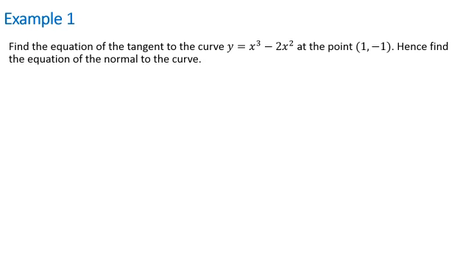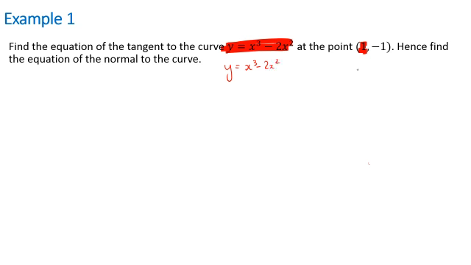Example 1, it says find the equation of the tangent to the curve y equals x cubed minus 2x squared at the point 1, -1. Now I want you to focus on a few key points here. So they're saying, alright, I've got y equals x cubed, that's my curve, at the point 1, -1. This is already telling me a few things. So I've got a curve y equals x cubed minus 2x squared.